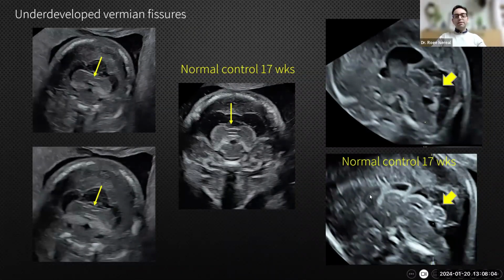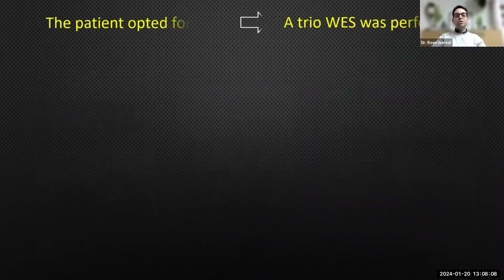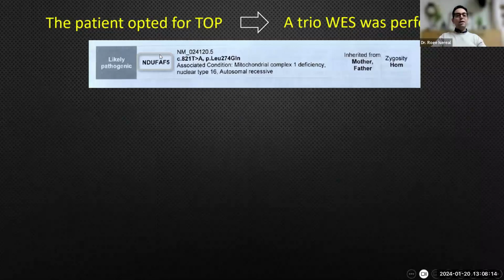So due to the severity of this malformation, the patient went for a termination of pregnancy, and we performed a trio whole exome to the parents and to the fetus, and we found both parents were carriers of a variant in a gene called NDUFAF5, and the fetus was affected by both, he was homozygous for the mutation.